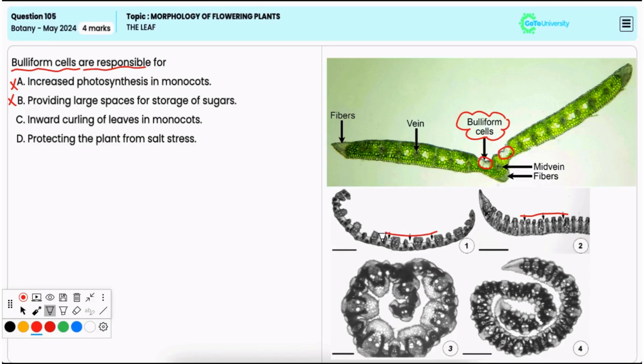But when the bulliform cells become flaccid due to water stress, they make the leaves curl inwards to minimize water loss. Hence, this is the correct option. Option D, protecting the plant from salt stress. It is also incorrect as bulliform cells are not directly involved in salt stress protection.